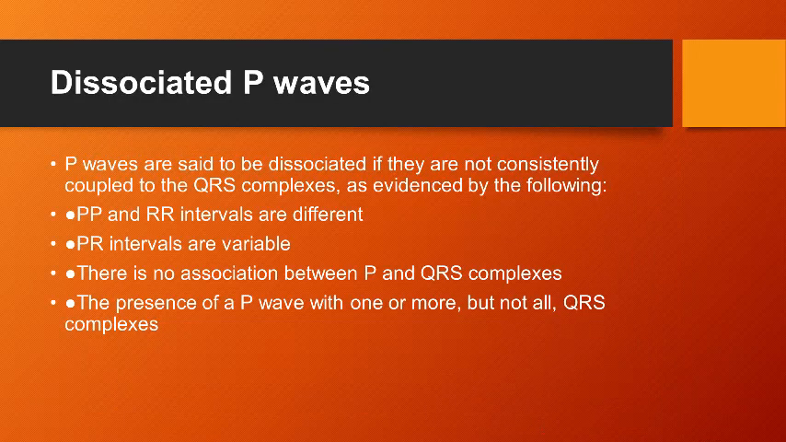During a wide complex tachycardia, P waves are often difficult to identify. If the P waves are not evident on the surface ECG, direct recording of the atrial activity can reveal AV dissociation. P waves are said to be dissociated if they are not consistently coupled to the QRS complexes, which can be seen by PP and RR intervals which are different. If the PR intervals are variable, there is no association between P and QRS complexes. The presence of a P wave with one or more, but not all QRS complexes, also shows dissociated P waves.